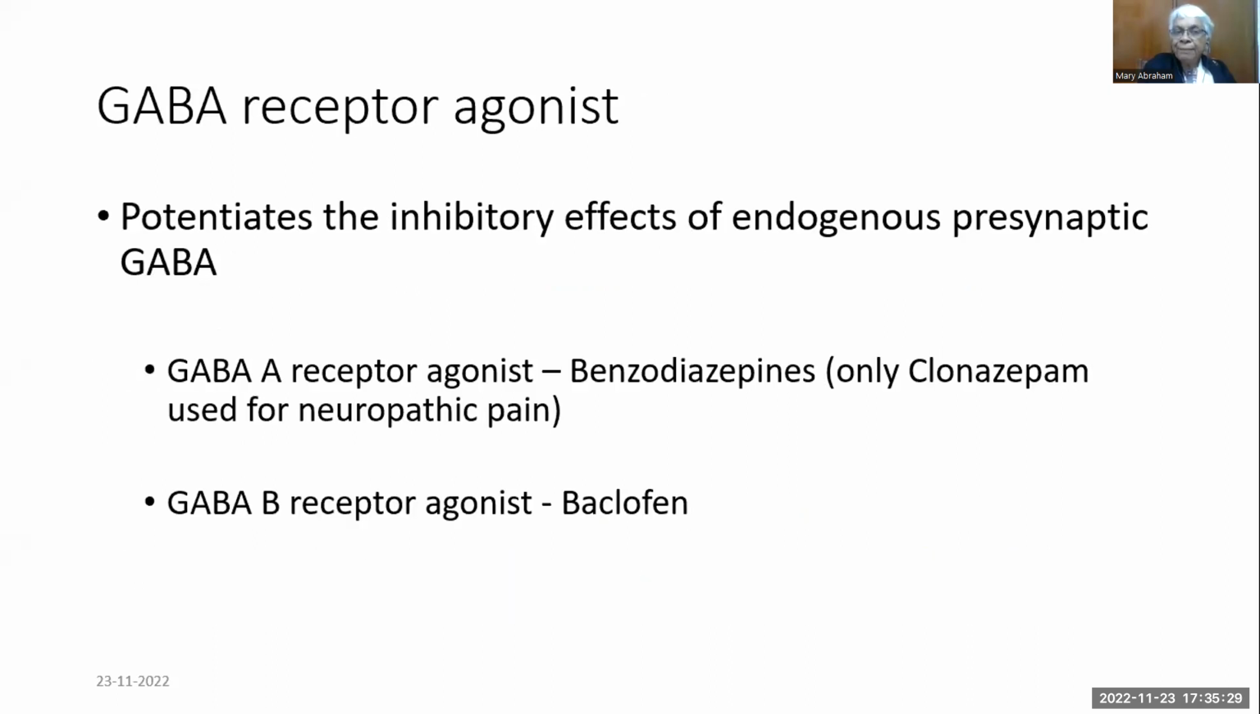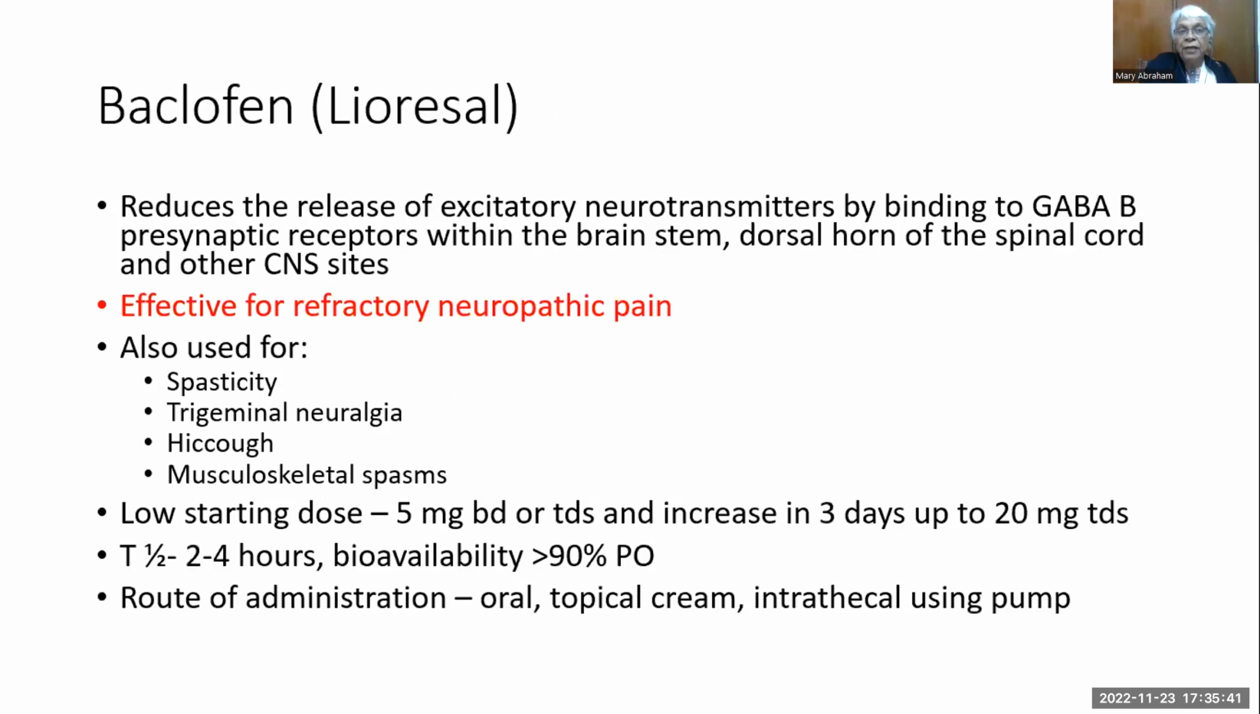Now, GABA receptors. I mentioned the two, GABA A and GABA B receptors, right? GABA A receptor agonists are the benzodiazepines, particularly clonazepam, and the GABA B receptor agonist is baclofen. Baclofen has been found to be effective for refractory neuropathic pain, particularly those associated with spasticity, trigeminal neuralgia, hiccups, and musculoskeletal spasms.